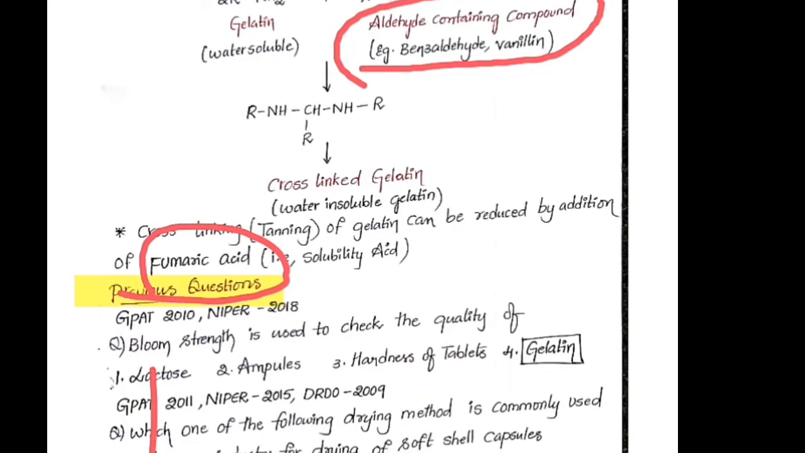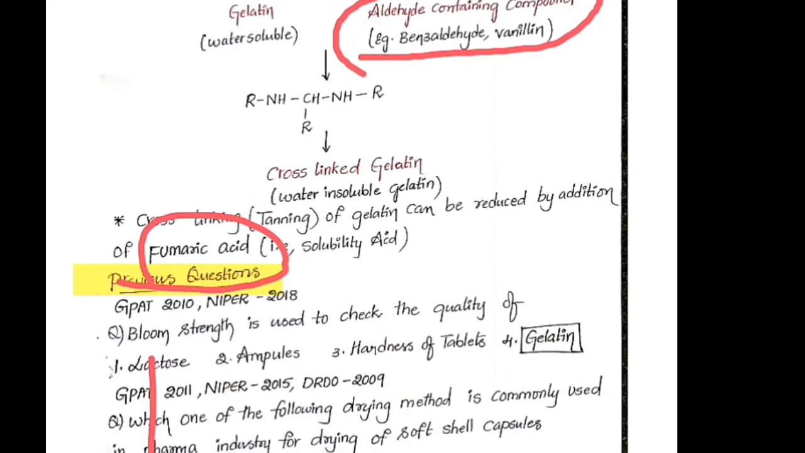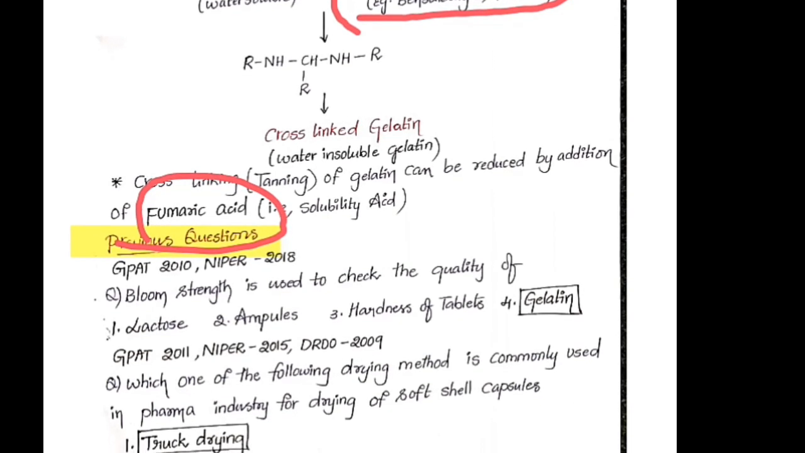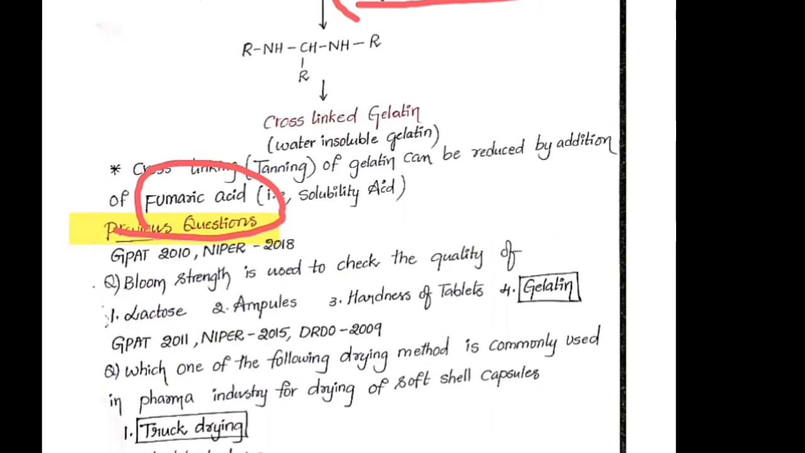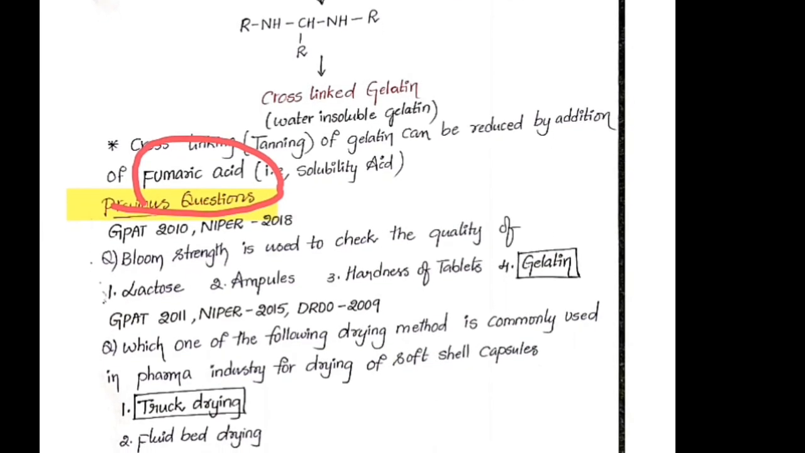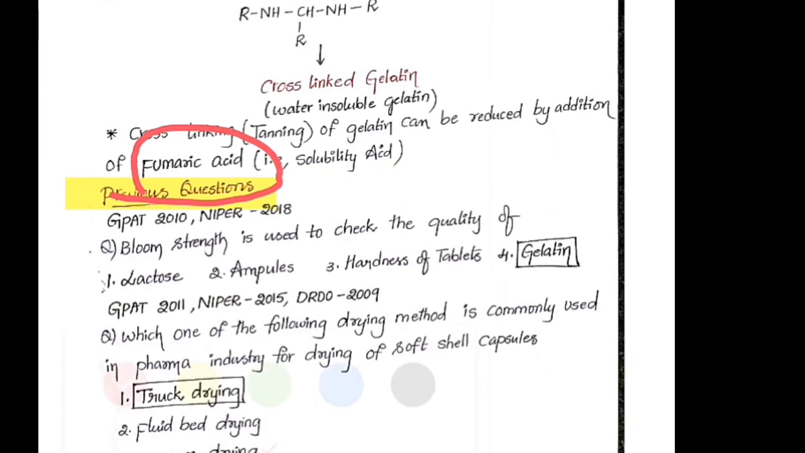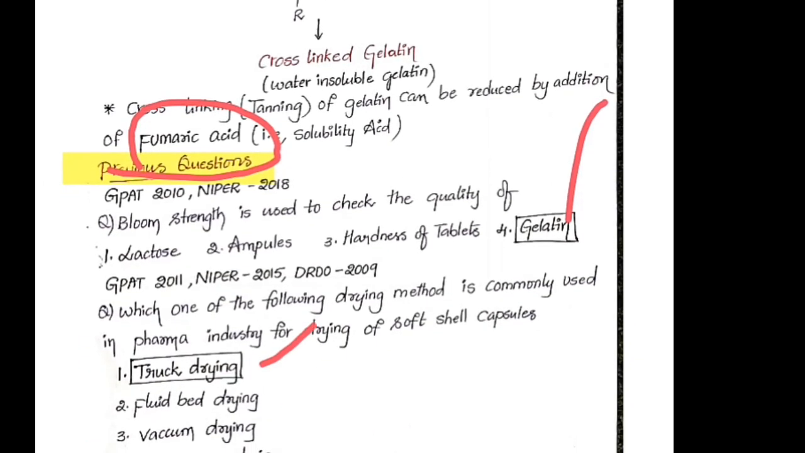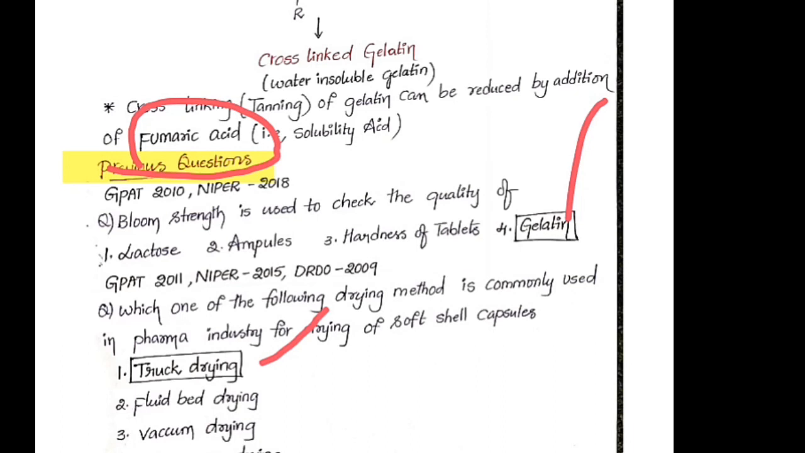And I also discussed some of the previously asked questions. The first question is, Bloom strength is used to check the quality of gelatin. The second question is, which of the following drying methods is commonly used in the pharmaceutical industry for the drying of soft gelatin capsules? That is tray drying.